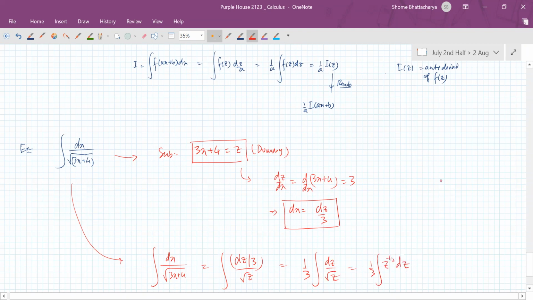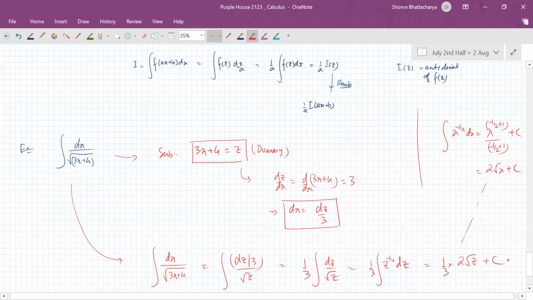Just as we know that the integration of x to the power minus half dx is x to the power minus half plus 1 upon minus half plus 1 plus c, which becomes 2 root x plus c, by that logic the integration of z to the power minus half will become 2 root z plus c. Only the name of the variable is different, it's z instead of x. The rest of the steps are the same.